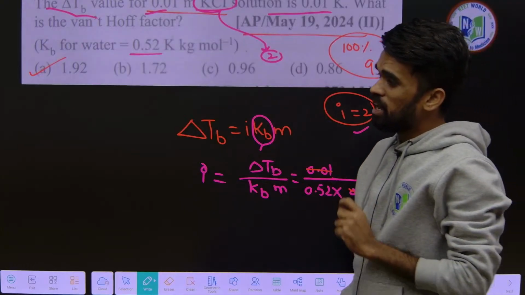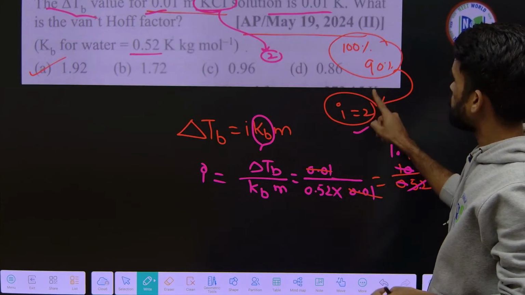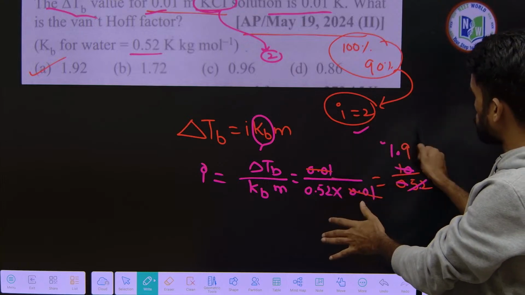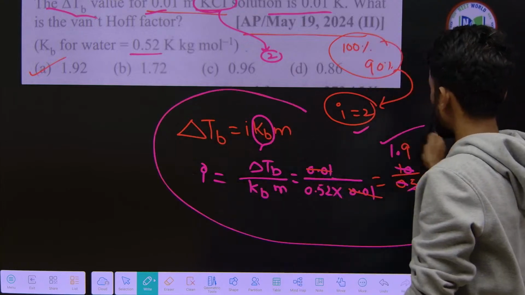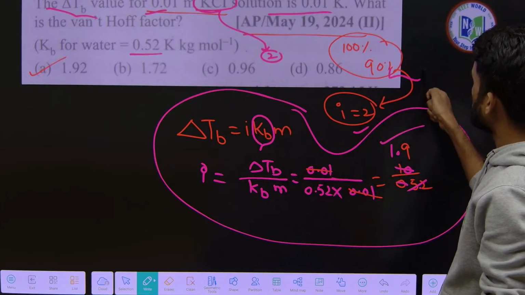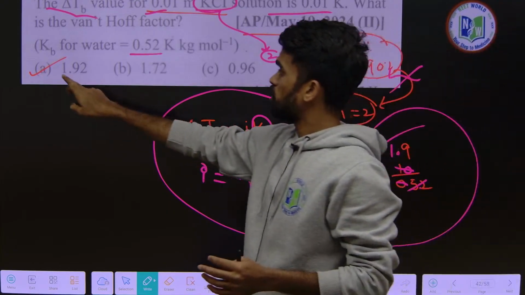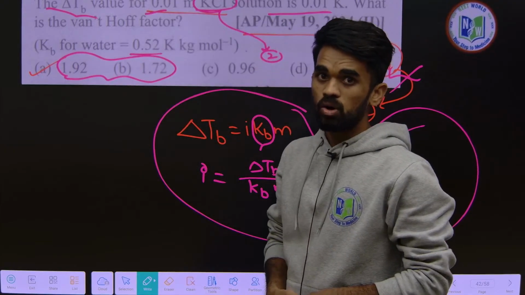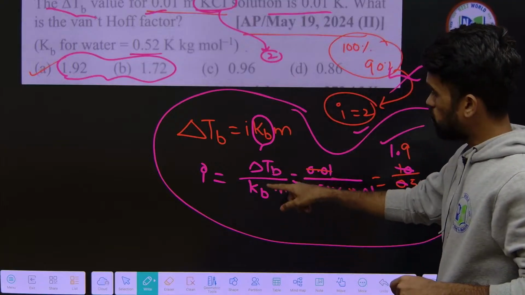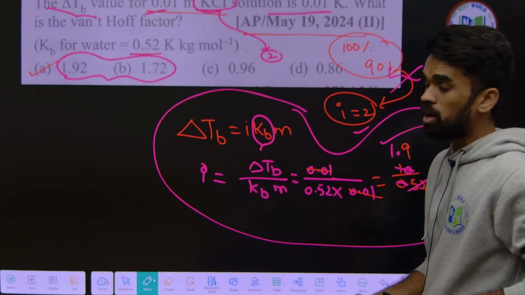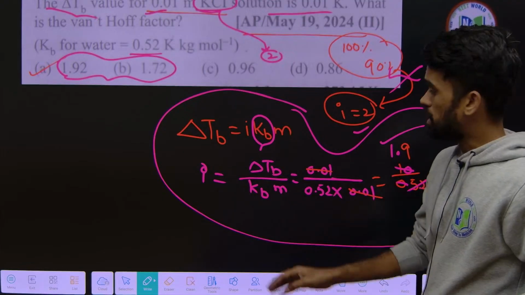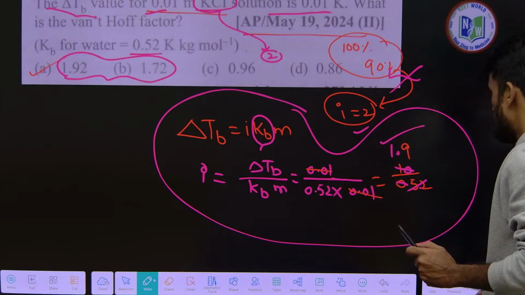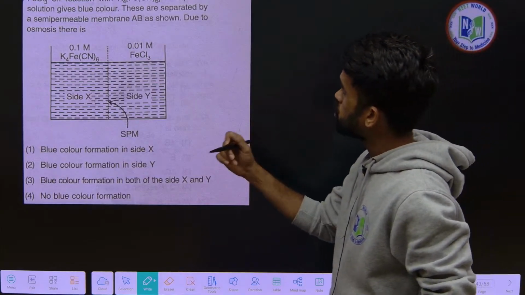Hope this is clear. You can directly answer in this way, but the perfect, exact way of doing the question is this, the only best way. If we take it the other way, there might be errors because there will be 2 nearest values and we cannot predict which one is correct. It depends on the delta TB value we got by inserting i. That's why you need to substitute in this formula, then only you calculate the i value. Let me move forward with one more question on osmosis.